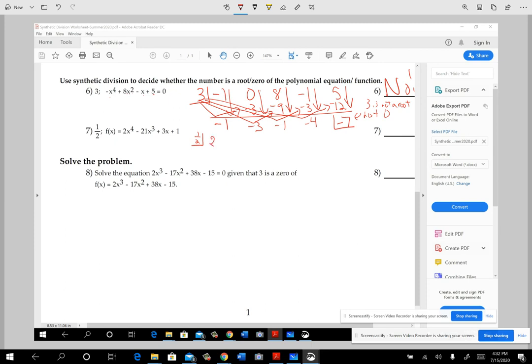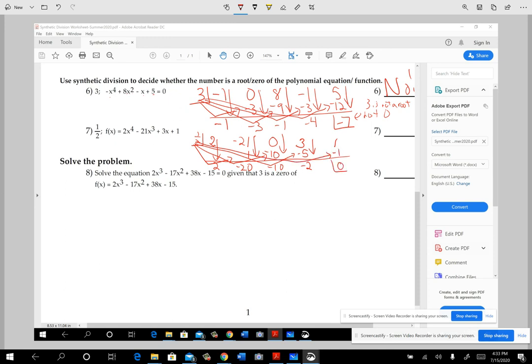So this one has a 2x to the 4th, a minus 21x to the 3rd, no x squareds, 3x, and a constant. Bring down the first number, and then I need half of 2, which is 1. Okay, add straight down, and I get -20. Half of -20 is -10. Add straight down, it's -10. Half of -10 is -5. Add straight down, it's -2. And half of -2 is -1.